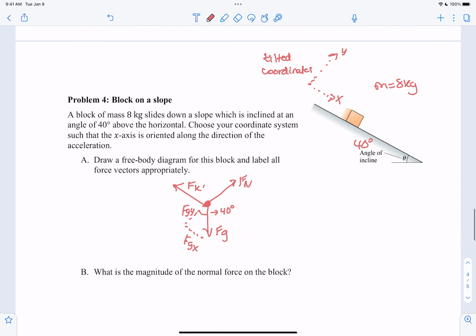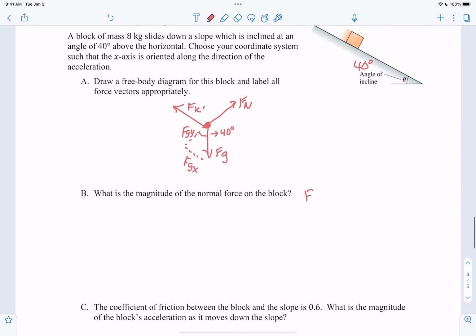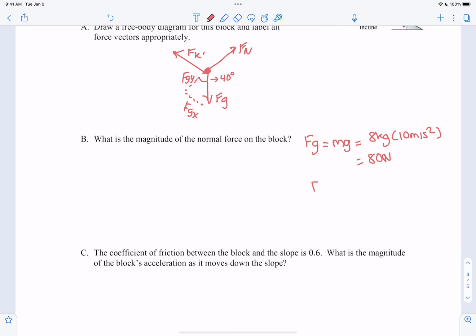Trig, right? Because we have Fg, we can figure that out because we have the mass. Fg is equal to mg, that's 8 kilograms times 10 meters per second squared, and that's 80 newtons for Fg. So we can calculate Fgy using trig. Which trig function can we use to figure out Fgy?